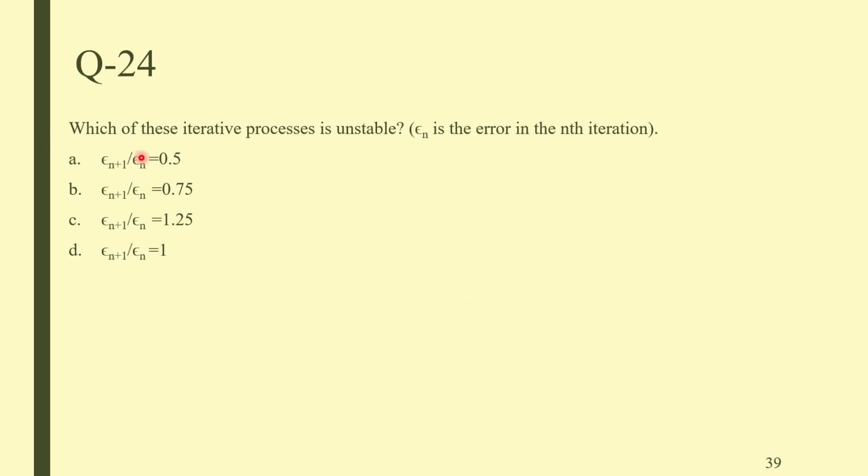For option A, it is 0.5, which is less than or equal to 1. Option B, it is 0.75, again less than 1. Option D is equal to 1, at least it is acceptable. So which is unstable? Option C is unstable because it is greater than 1. Epsilon n plus 1 is 1.25 times epsilon n, meaning that if error is 10 now, in the next step it is 12.5. That is, error is increasing with respect to time. So that is not a stable solution, so it is unstable. The answer to this question is option C.